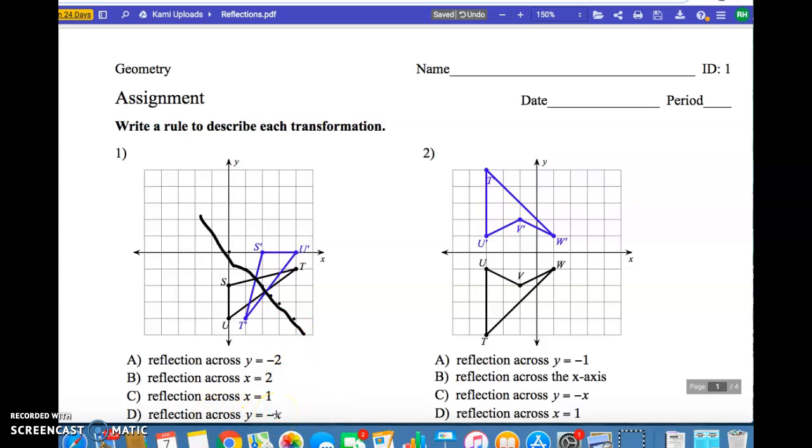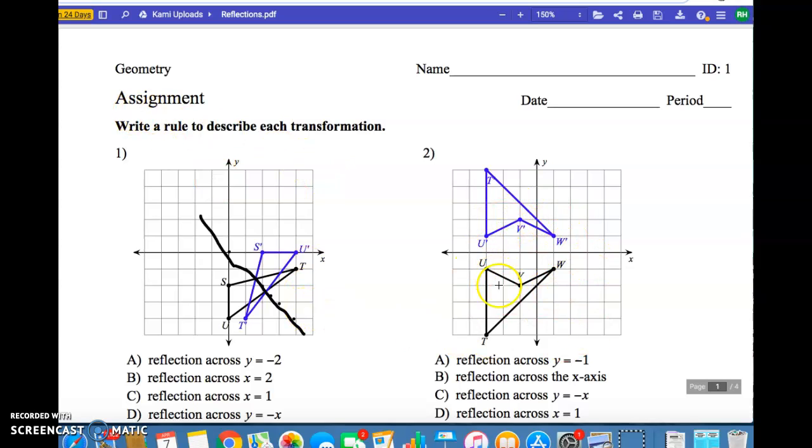Be careful though. The reflection across the line y equals negative 2 is a horizontal line, y equals negative 2. It's not that one. x equals 2 would be this, x equals positive 2. This line would not be the reflection line. x equals 1 would be over here. It's not that line. It's y equals negative x, which is this one. All right, so that's how you write a rule to describe the transformation.